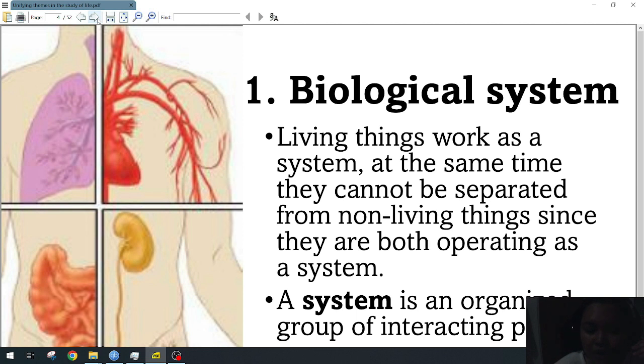O ano bang goal ng mga system ng katawan? It is to create homeostasis or balance, di ba? For us to continue to be alive, to live and interact with our environment. Okay. So, living things work as a system. At the same time, they cannot be separated from non-living things.